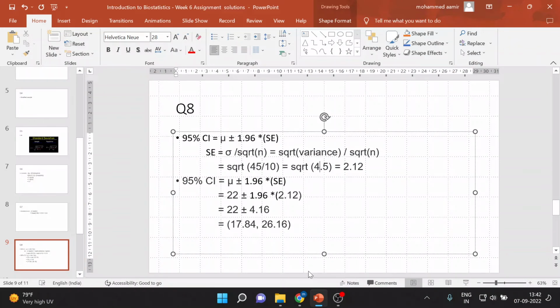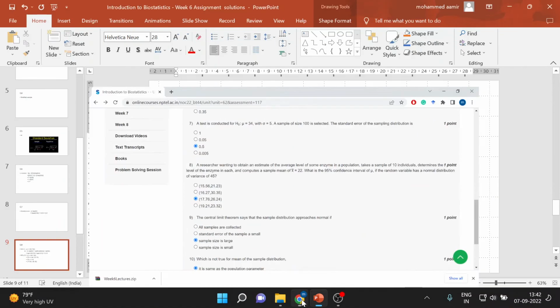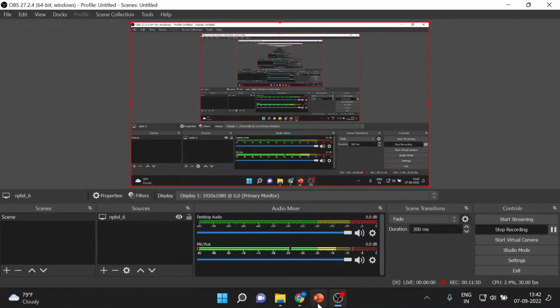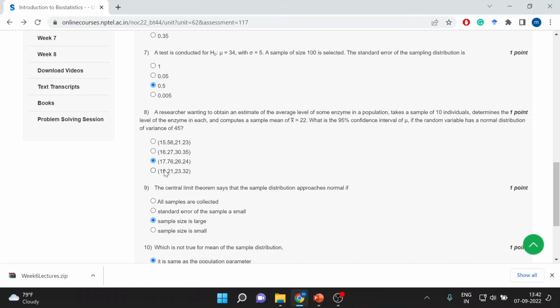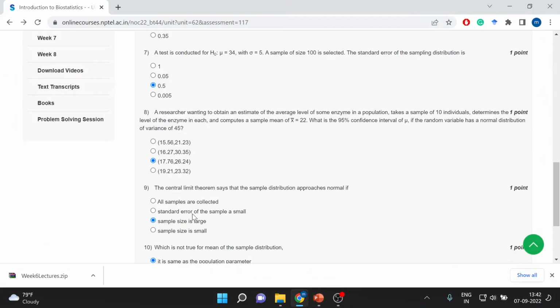This is very close to the answer given in one of the options, which is 17.76 and 26.24. Actually, when you substitute instead of 1.96, if you approximate this to 2, you get the exact values given in the option. But what I have done here is more accurate, which is basically using 1.96 as a coefficient. But yeah, you can also write this as 2 into the standard error and calculate, and you will get exactly this answer.